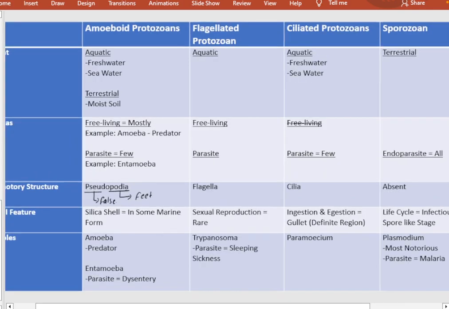Parasites are present in every group. Amoeboid also has a parasite, Entamoeba histolytica, whose life cycle you will study. It causes the disease dysentery, amoebiosis. In flagellated, the parasite is Trypanosoma, which causes sleeping sickness. In ciliated, parasites are few.